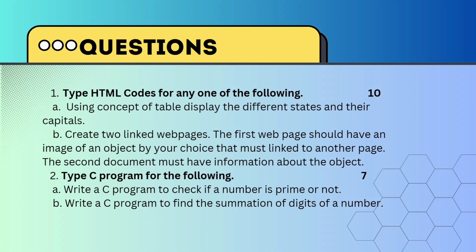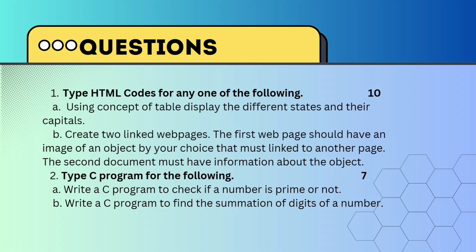And number 2, C program. Here write a program to check if a number is prime or not, and write a C program to find the summation of the digits of any number. And from each question, HTML and C programming, you might get options. You will have to answer only one.